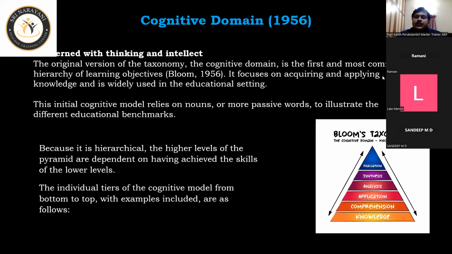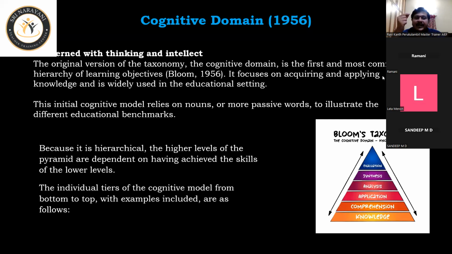And we also see to it that our question papers or classroom assessments, any sort of assessment that we are conducting, is completely based upon this cognitive domain of Bloom's taxonomy. This initial cognitive model relies on nouns or more passive words to illustrate the different educational benchmarks. Every level, knowledge, comprehension, application, analysis, synthesis, evaluation, this was the initial one. Now it has changed. We will discuss that also.